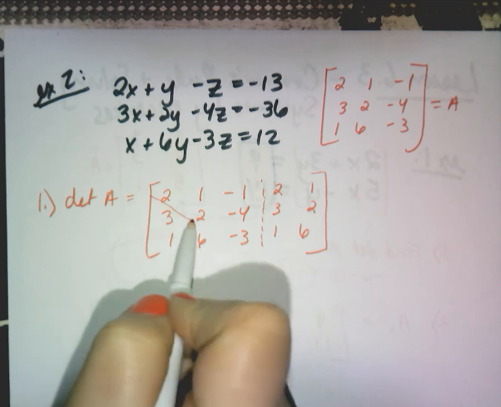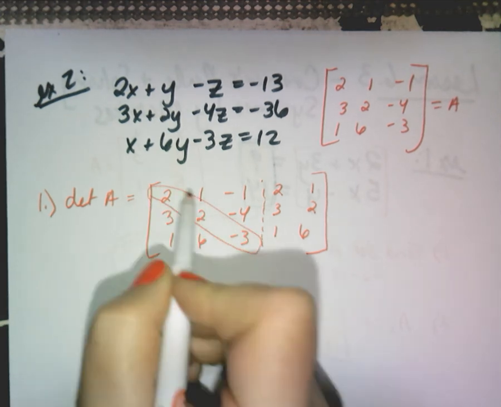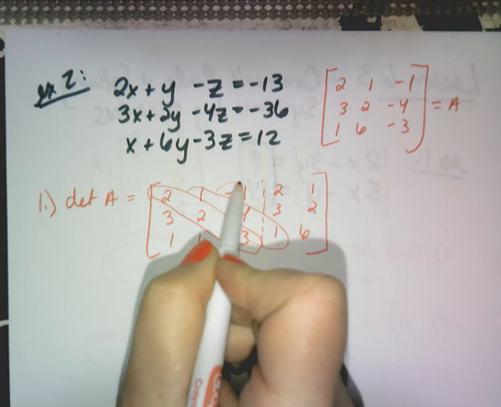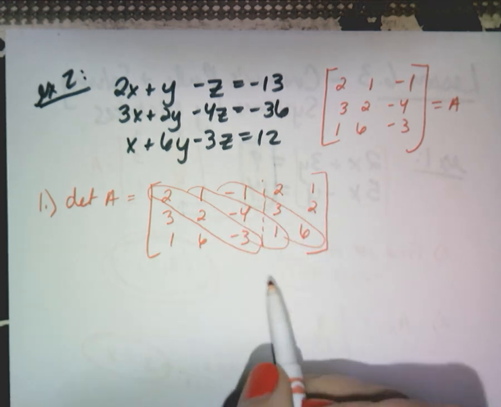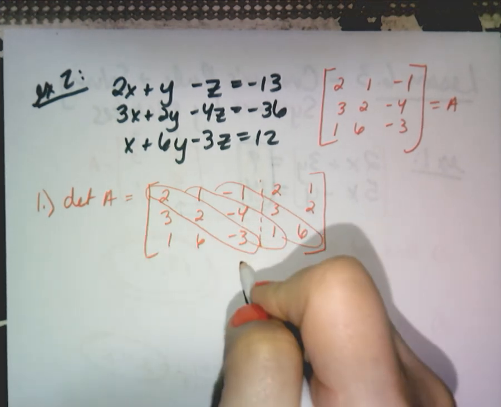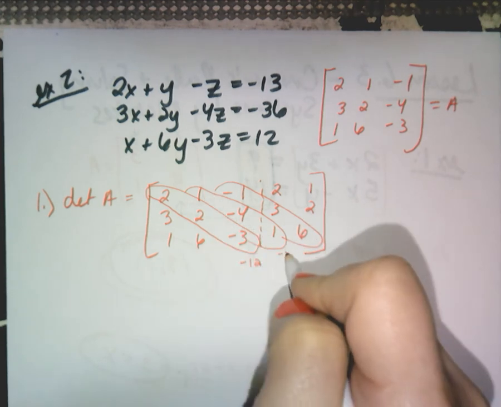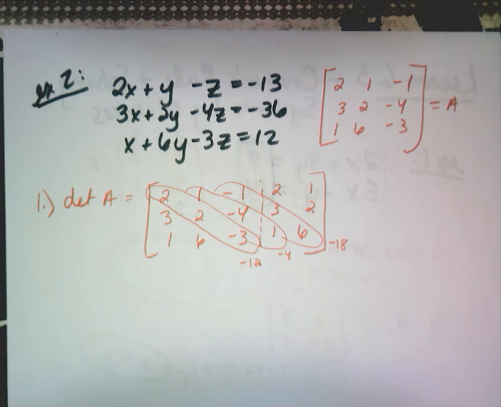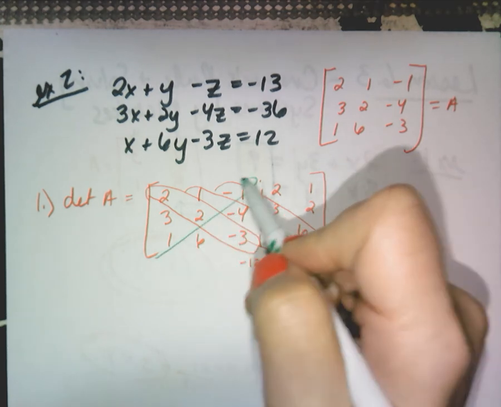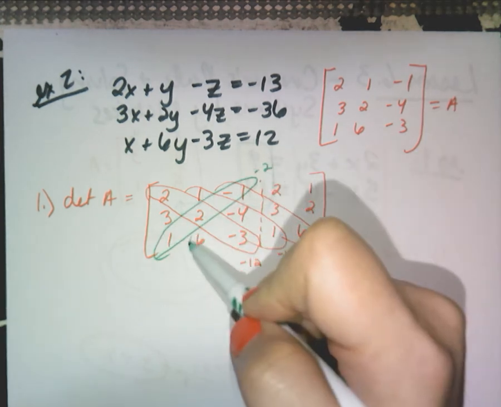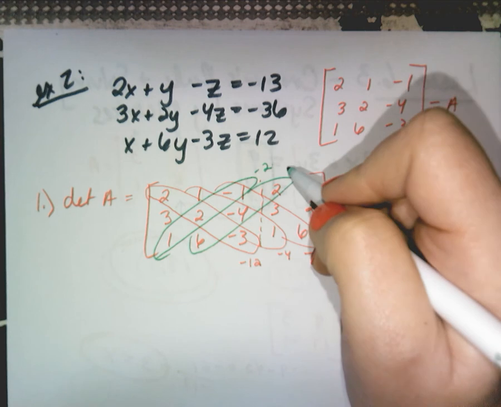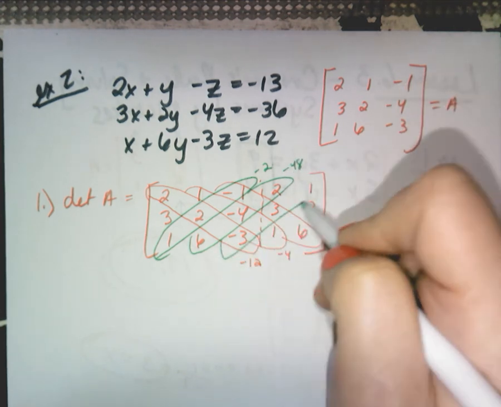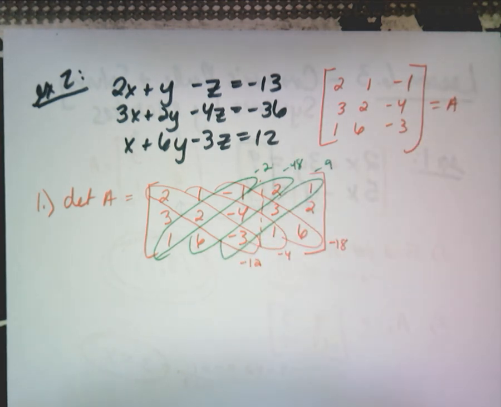And then you multiply all of the left diagonals, and there will be 3 of them. And then you can write those numbers on the bottom. So -12, -4, -18. And then you multiply all the right diagonals together. -2, -48, -9. And you always have to do left diagonal minus right diagonals.